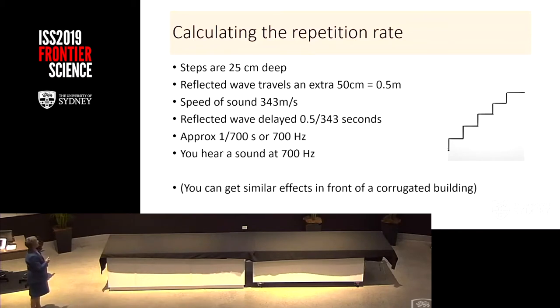So the steps are 25 centimeters deep, which means each wave travels an extra 50 centimeters out and back, which is half a meter. The speed of sound is 343 meters per second, so it does half a meter in that number of seconds, which is very close to 700 hertz. So that string of repeated pulses is like a 700 hertz sound note. Is that in the audible range? Yeah.